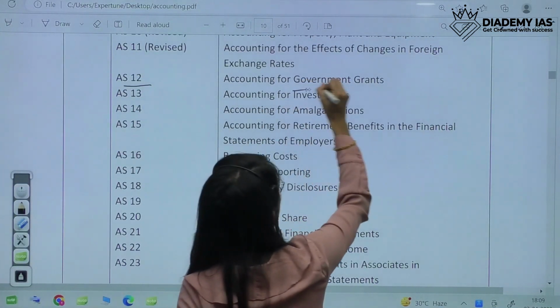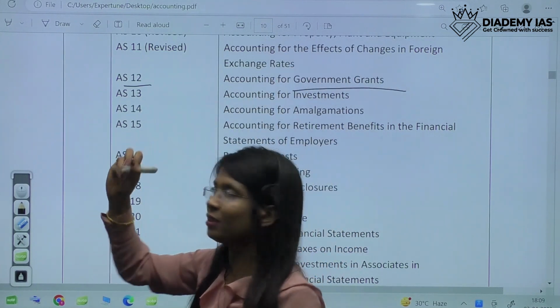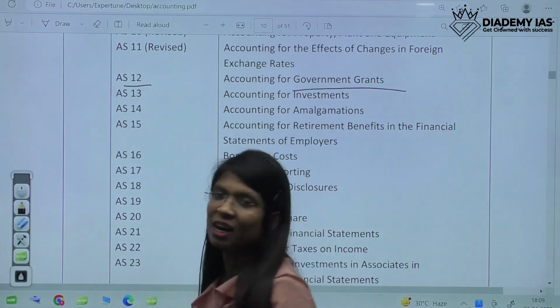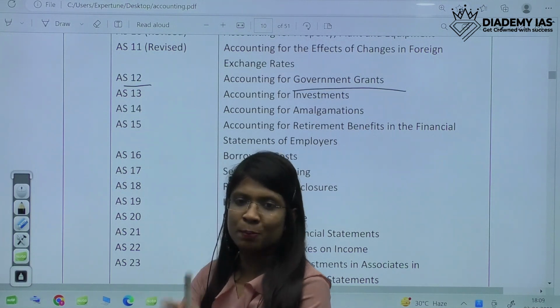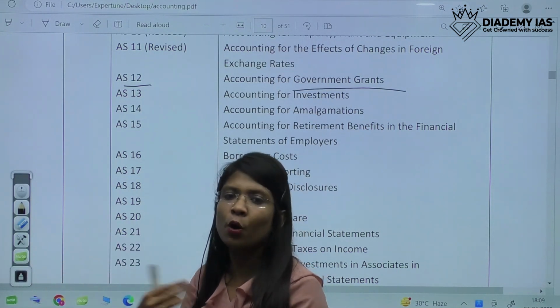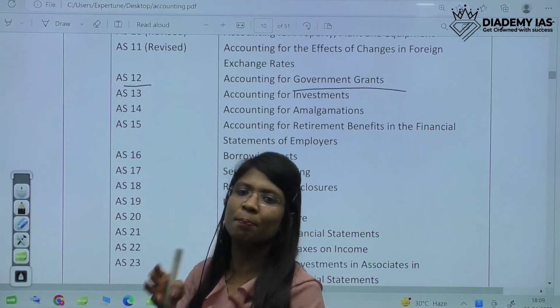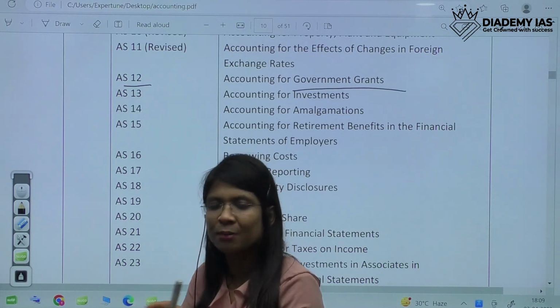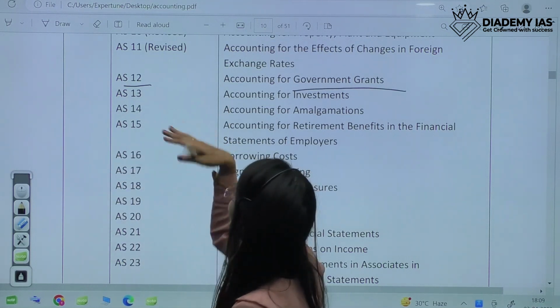AS12, government grants. Please do keep on writing this. It's about accounting of government grants or any specific grants. How do we record these grants? What is the impact on the balance sheet and profit and loss statement? So this AS tells about government grants.